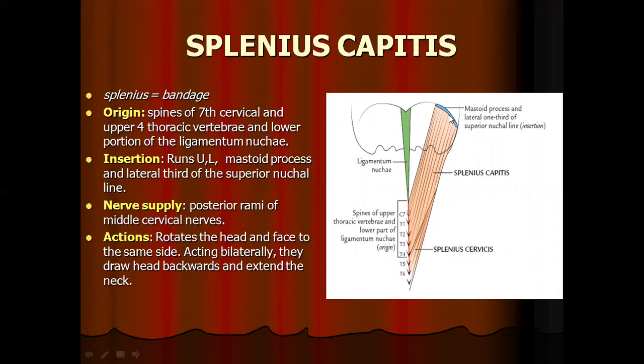It's moving towards the mastoid process and lateral third of the superior nuchal line. Nerve supply, posterior rami of middle cervical nerves. Action, it rotates the head and face to the same side. Acting bilaterally, they draw the head backwards and extend the neck.